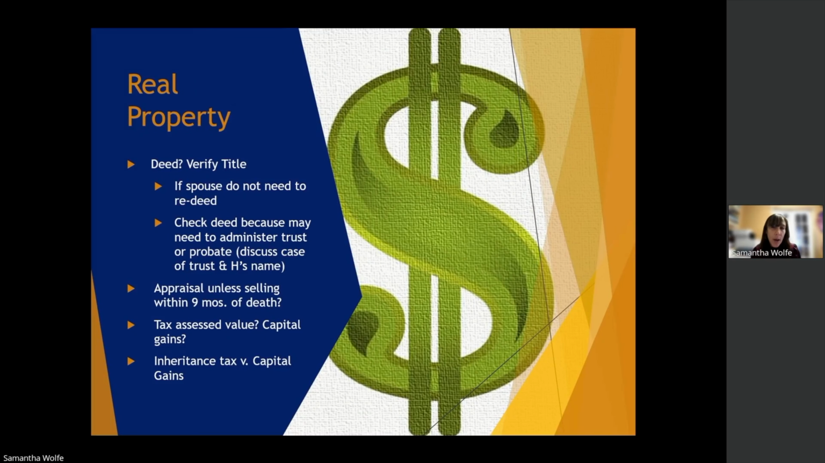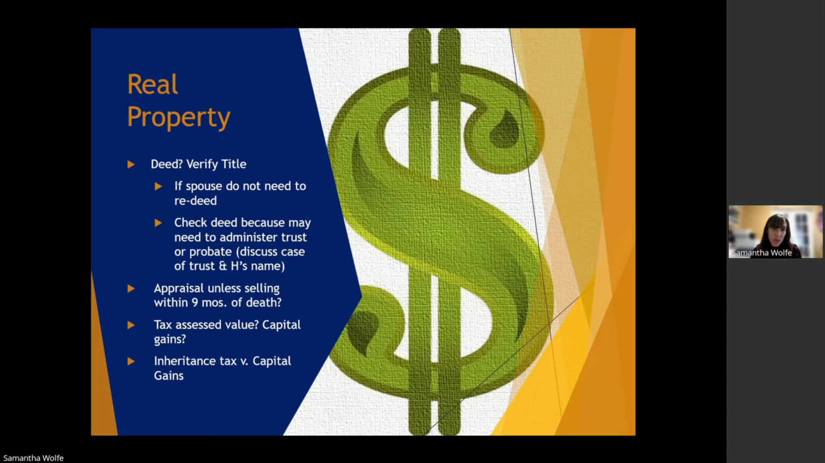If there's real property, land, then we need to ask, do we have deeds? Verify the title. If it's in both husband and wife's name and one spouse dies, you do not need to redeed it when the first spouse dies. But you want to make sure you're checking the deed, because how is it titled if it's a non-spouse? So for example, if it's two siblings, do they own it as joint with right of survivorship? Do they own it as tenants in common? So we just need to make sure. If it's owned in a trust, do we need to administer the trust?